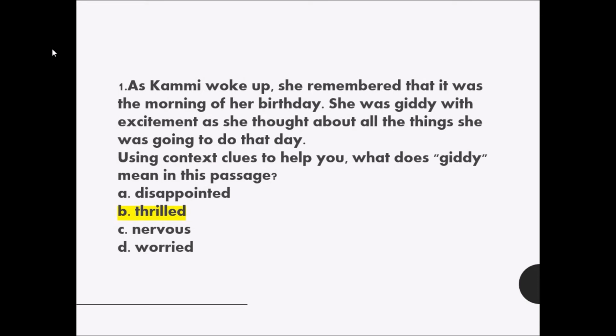If you said B, thrilled, you are correct. So a good way to solve this one is with our strategy of synonyms. So we know that giddy was used with excitement, so I'm going to use the word excitement for my synonyms. Disappointed and excitement usually doesn't go together. Nervous and excitement can go together, but I don't think that she'd be nervous about her birthday. Worried and excitement don't really go together, but thrilled and excitement go together very well. So I would say that B is the best answer because thrilled and excitement are synonyms.